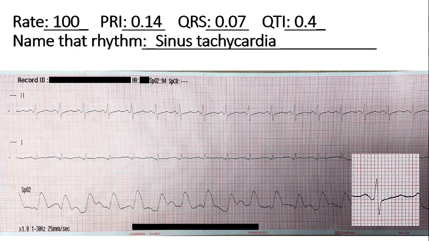So this rate is about 100. That's what the computer told me. PRI is 0.14. QRS duration is 0.07. QT interval is 0.4. And all these numbers look pretty good. So we're going to call this sinus tachycardia because it has a P wave. It's initiated from the SA node. And it's 100 beats a minute or over, so this is tachycardia.